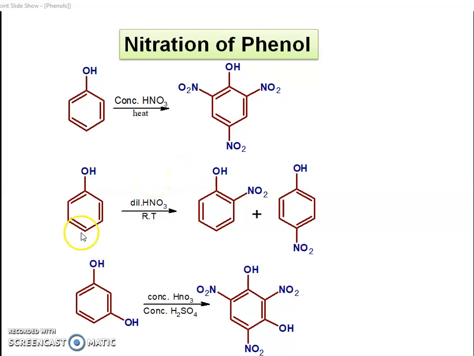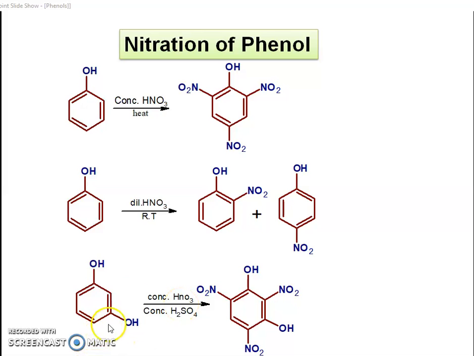Similarly, when phenol is treated with dilute HNO3 at room temperature, two products are possible, ortho-nitrophenol and para-nitrophenol. So nitration can take place at the ortho and para positions due to the electron donating resonance effect of the OH group. So two products are possible, ortho-nitrophenol and para-nitrophenol.